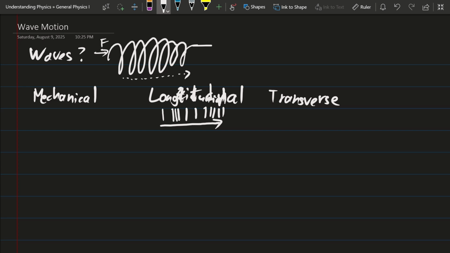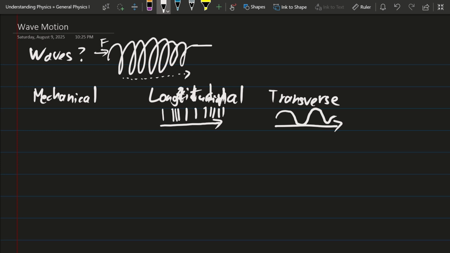The other one is a transverse wave. A transverse wave is when the displacement is perpendicular to the propagation of the wave. So this is one of the examples. You have a string going up and down. So basically the displacement goes up and down. So this is a transverse wave.